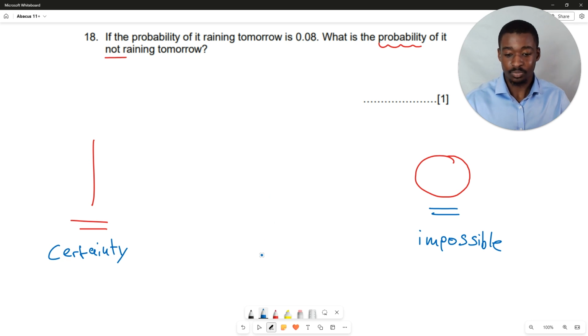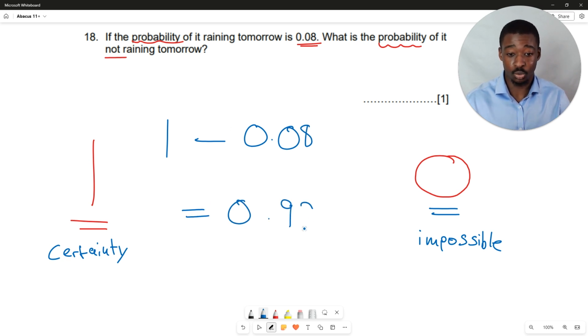So, knowing that, if we go back to this question, we're told the probability of it raining tomorrow is 0.08. So to work out the chance of it not raining, we take 1, certainty, put it in blue, take 1 and we subtract 0.08, which gives us 0.92. That's our answer. But it all comes from understanding how things work in the world of probabilities. 1 being certainty, 0 impossibility.